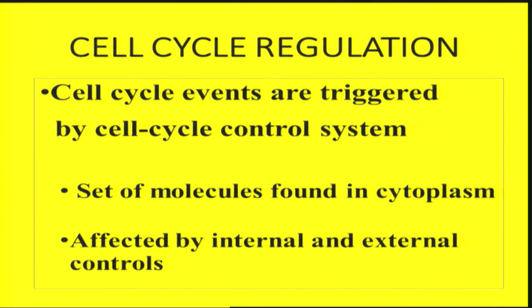So these cell cycle events are obviously triggered by one or another cell cycle control system. A certain set of experiments gave a clue that there might be certain molecules found in the cytoplasm which might be involved in cell cycle regulation, and these molecules and their activities might be affected by internal or external controls or signals.